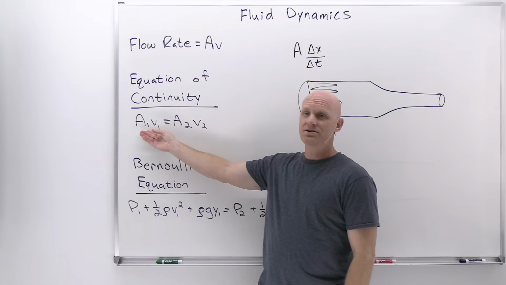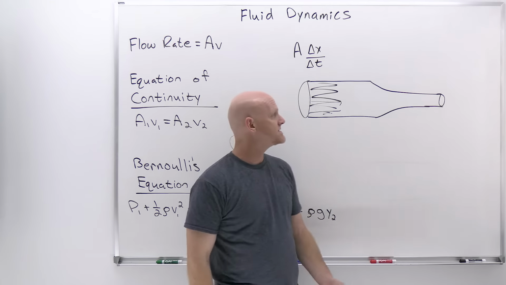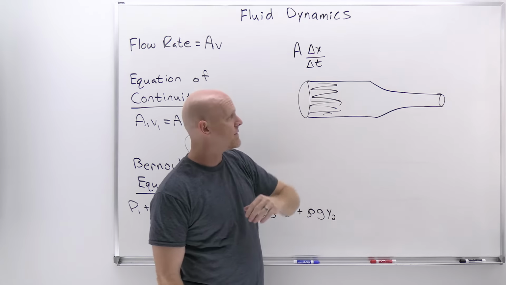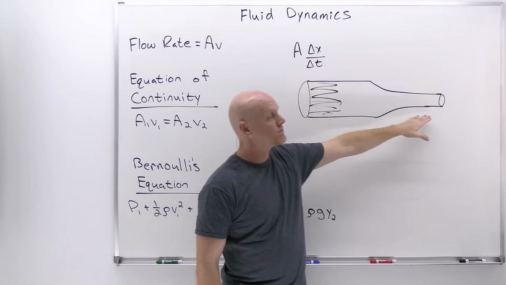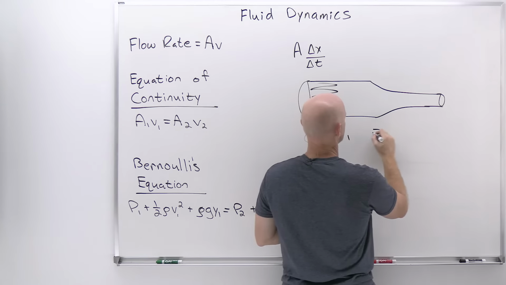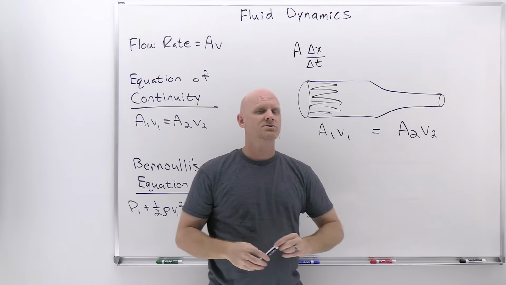Flow rate in any one region is equal to the flow rate in any other region. And we're typically bringing this up in the context of a pipe that either widens or narrows like the one I've got right here. So the idea is that the flow rate in this region is going to be equal to the flow rate in this region. And so A1 V1 equals A2 V2. Now you've got to be careful because we've got two things to talk about.